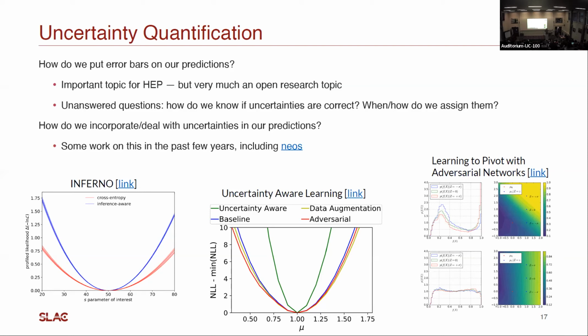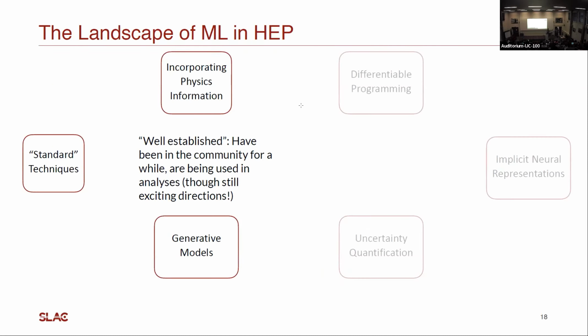The other thing that has been worked on quite a bit in the last couple of years, or at least somewhat, is how do we incorporate or deal with uncertainties in training things like machine learning classifiers. So there's inference-aware learning, so INFERNO, and uncertainty-aware learning. NEOS, which I mentioned a couple slides ago, also does this. And then one of the classic examples of this is the learning to pivot paper that I cite here, where basically you train your classifier adversarially to make it insensitive to some nuisance parameter. And so that's kind of my whirlwind overview of the landscape.